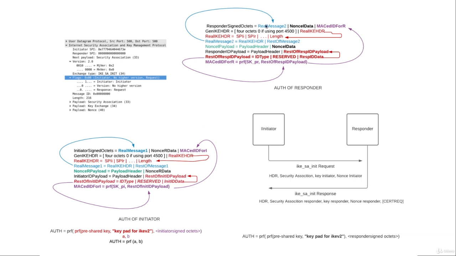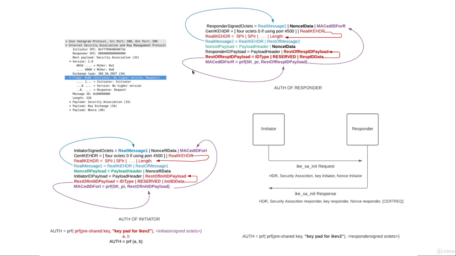The responder authentication is also composed by gathering bits and pieces of message 2. It will take the IKEv header and the rest of the message. It will then take the rest of message 2. Using ASCII PR, it will produce the message authentication code of the responder ID payload. It will create the responder signed octets. This is composed of real message 2 concatenated with nonce initiator data, and the message authentication code for the responder ID payload. This is signed octets responder.